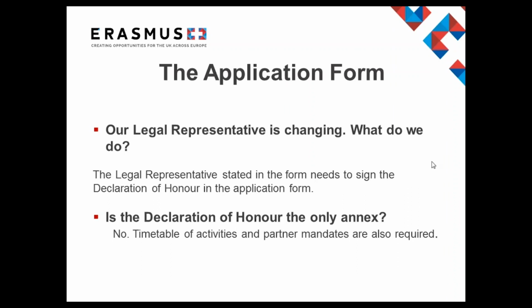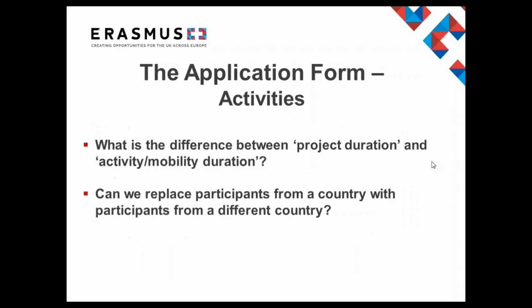The next question: is the Declaration of Honour the only annex required? No. Along with the Declaration of Honour, there are 2 other important annexes that should be attached with the application form. These are the timetable of activities and the partner mandates. You'll be able to download the templates for both of these from our website under the section Apply for Youth Mobility Funding. You'll also be able to find information on these within the guide for applicants and within the guide for assessors.